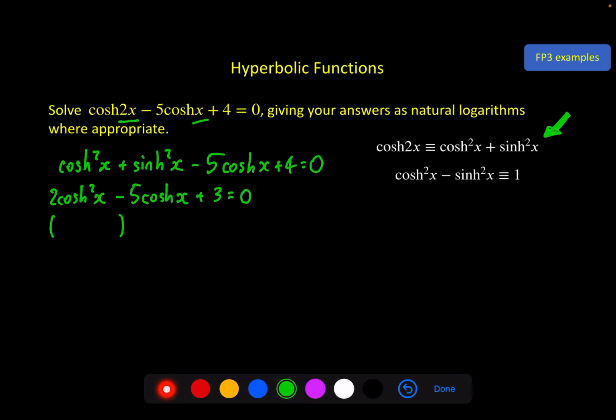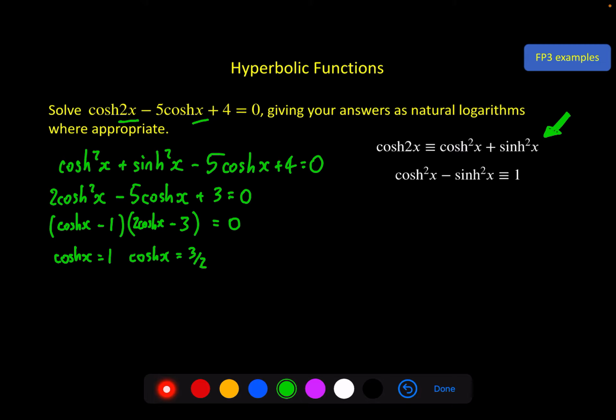Let's see if we can factorize this. Quadratic in cosh, we're going to have a minus 3, a minus 1, and that will have to be 2 cosh x here, and cosh x here. So cosh x must equal 1, or cosh x must equal 3 over 2.